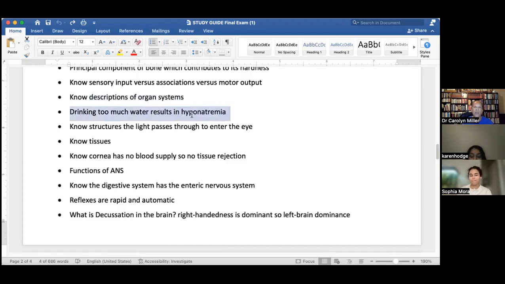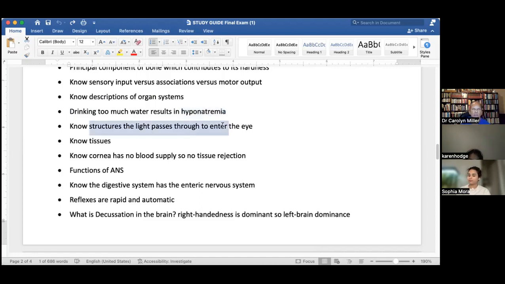We already know now I'm drinking too much water. Again, it's called hyponatremia. It makes low sodium levels. Natrium is sodium. And therefore, in the event of needing an action potential to keep the heart contracting, to keep the lungs respiring, I may not have enough sodium enter because I have too much water. I have over-diluted my sodium. Hyponatremia. Know the structure the light passes through to enter the eye.